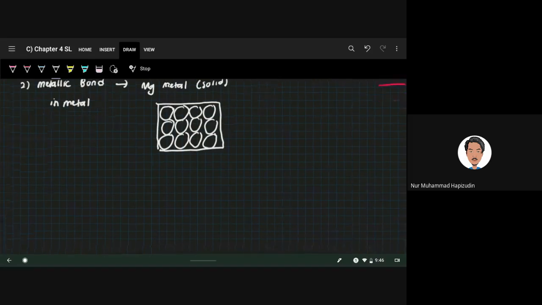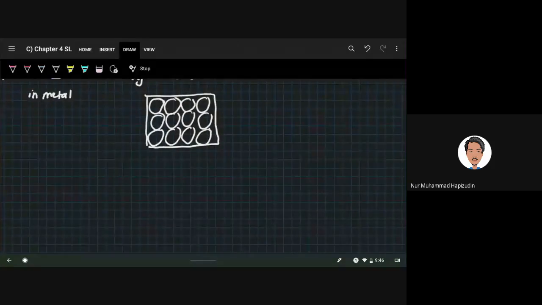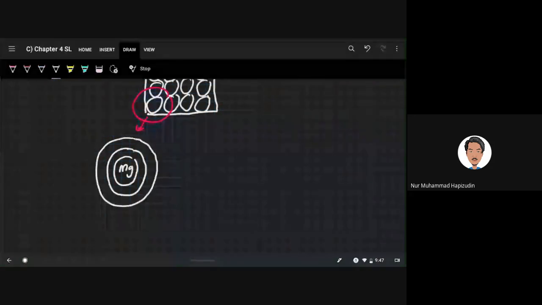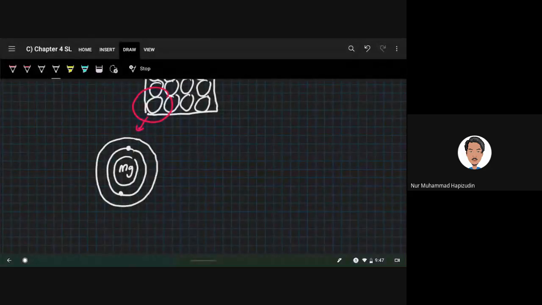Actually in magnesium, let's zoom in, I enlarge it. This is magnesium. This is the shell of magnesium. It has 2 electrons. Group 2, right? 2 electrons. Okay, another magnesium. Nucleus. Shell.